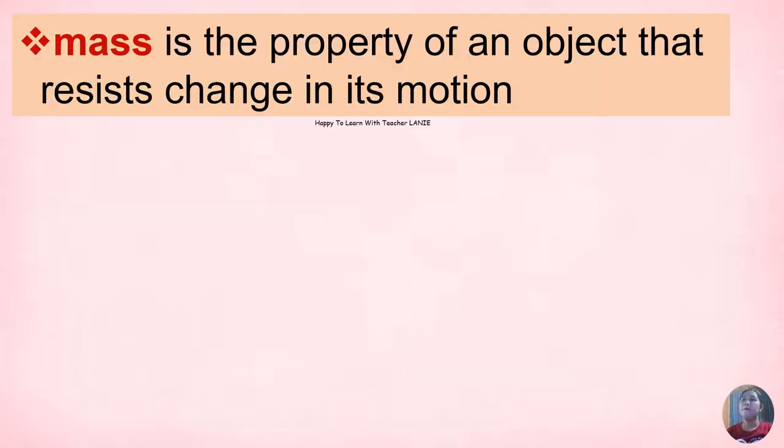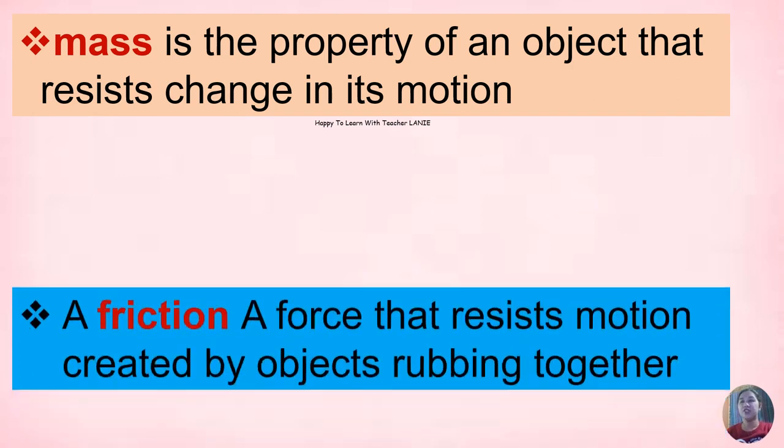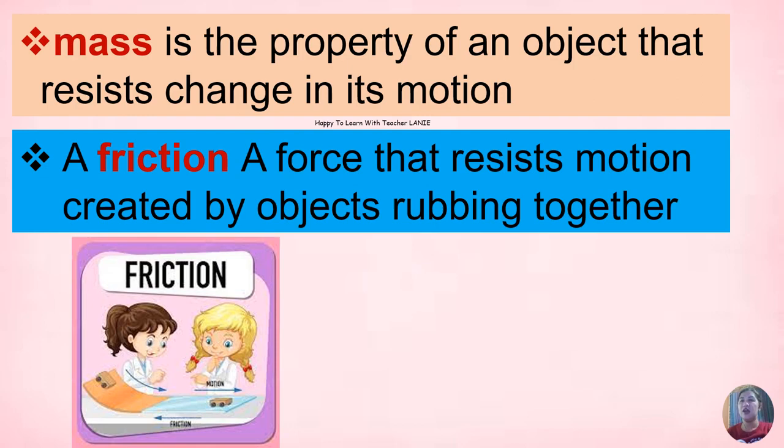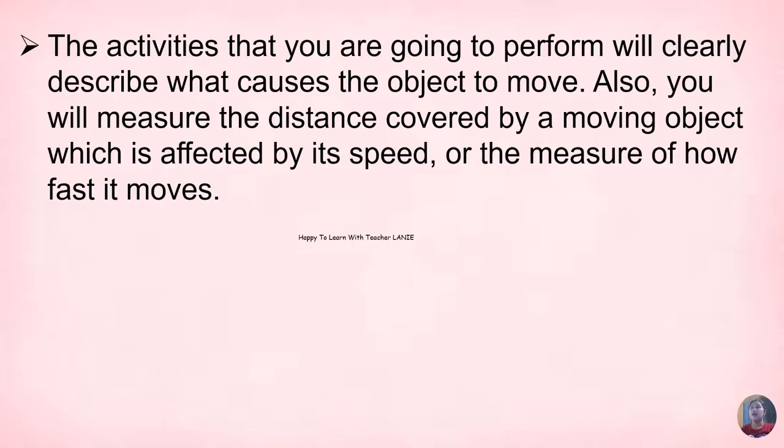Why? Mass is the property of an object that resists change in its motion. Friction is a force that resists motion, created by objects rubbing together. The activities that you are going to perform will clearly describe what causes the object to move. Also, you will measure the distance covered by a moving object, which is affected by its speed, or the measure of how fast it moves.